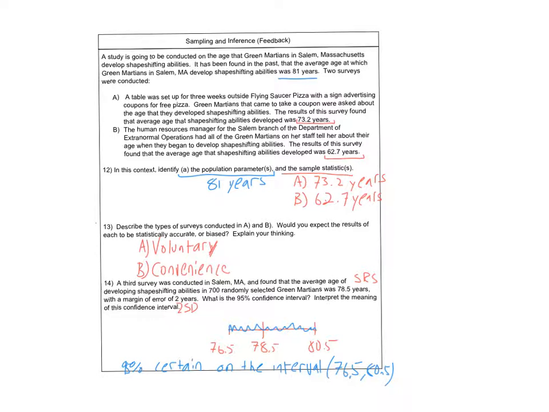Not a lot out of whack, but perhaps a little bit, and that could be due to a number of things. Maybe it's time to take a look at the way that we're surveying or asking questions, or maybe it's time to have a new population parameter. Maybe the 81 years is no longer accurate.